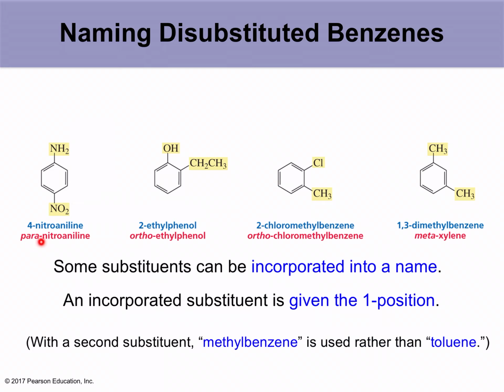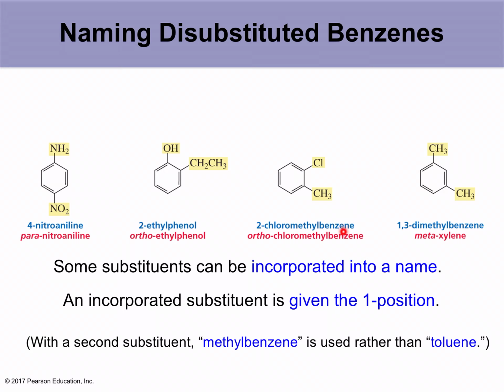So this one, 4-nitroaniline. The common name for this group is aniline. So 1, 2, 3, 4, 4-nitroaniline. Or you can say para-nitroaniline. And this one, 2-ethylphenol. So this whole compound is phenol. On the second position, you have an ethyl group, so 2-ethylphenol. Or you can say ortho-ethylphenol. In the ortho position, there is an ethyl group.